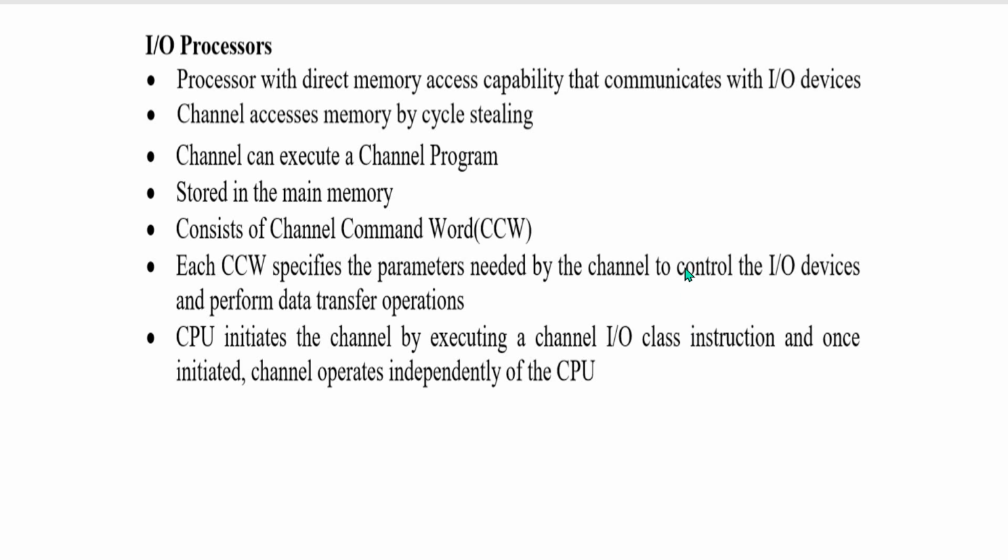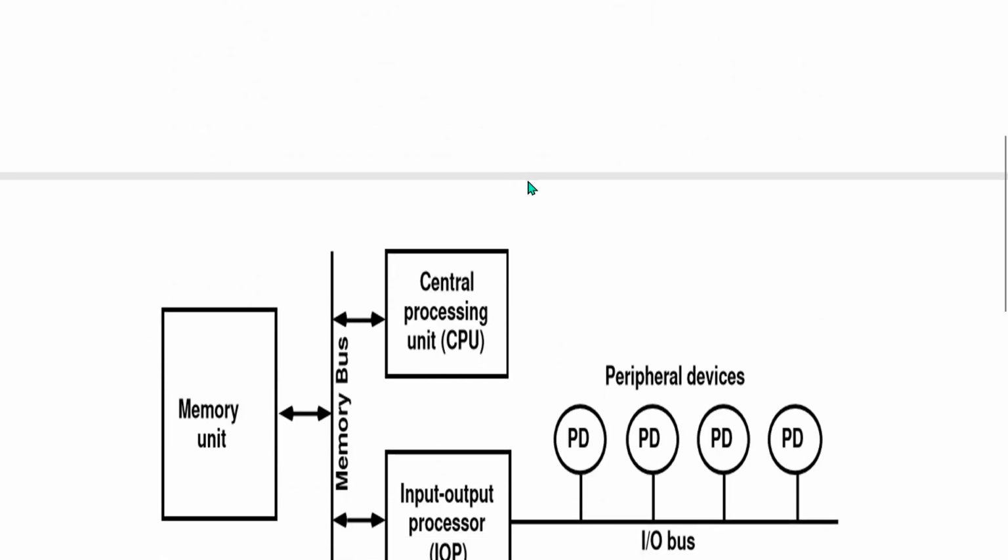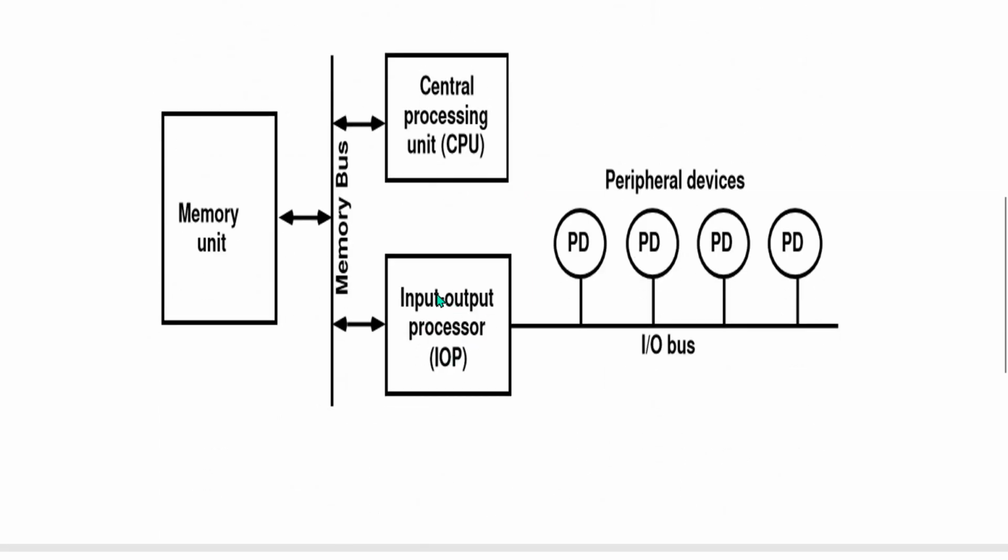Hi students, coming to the next topic, input-output processors. The input-output processor is an intermediate block which can control the transfer between peripheral devices and the memory unit. So here the memory unit plays a major role in this block diagram. We have seen previously that every peripheral device needs to transfer some I/O data through this bus. Through this bus, the input-output processor is a middle channel.